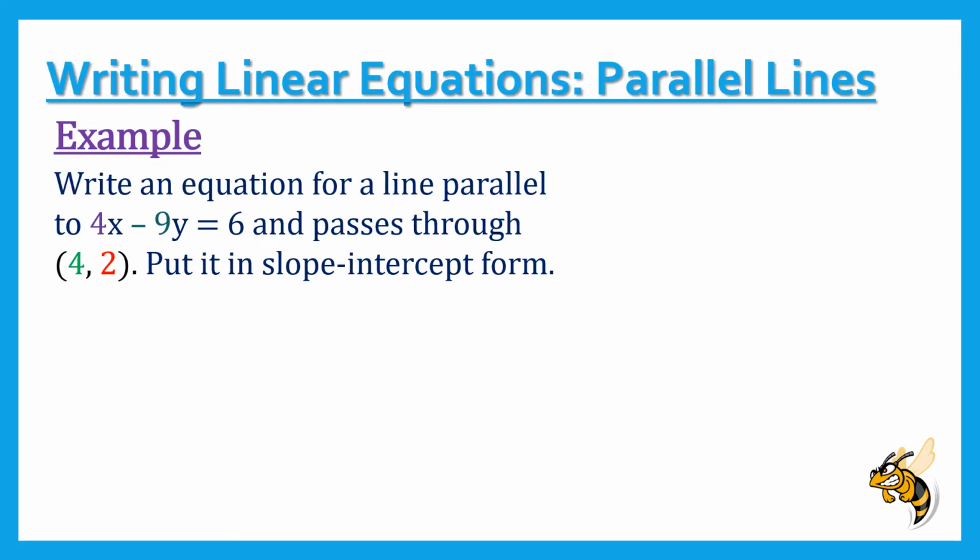Example: write an equation for a line parallel to 4x minus 9y equals 6 and passes through (4, 2). Put it in slope intercept form.